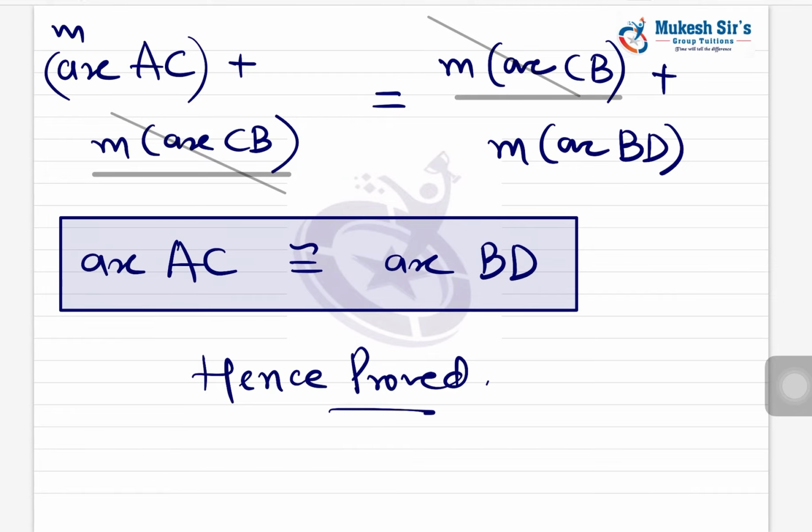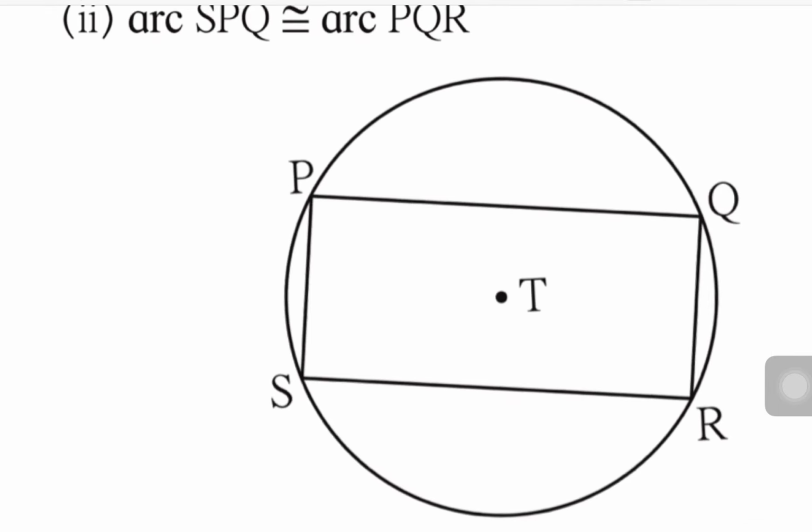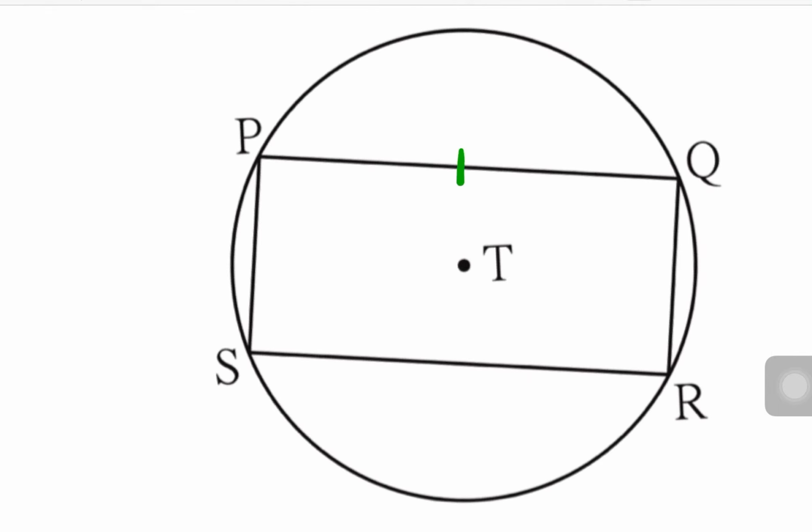Clear? You have one more similar question you can practice yourself. Prove that arc PQ is congruent to arc SR. The question says it's a rectangle. Now, अगर वो rectangle है तो उसका opposite sides are equal, right? So in this rectangle the opposite sides are equal.